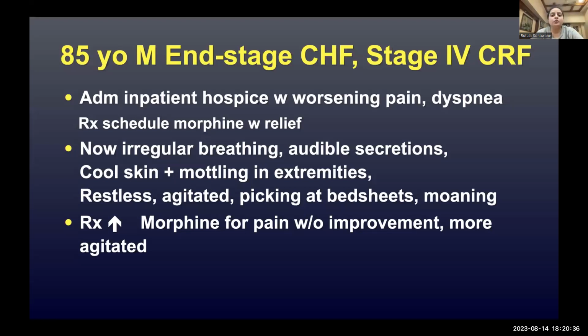Yeah. So it's an 85-year-old male patient with end-stage cardiac failure, and he's admitted in the hospice with worsening pain and dyspnea. Was on scheduled morphine which had some relief. Now there is irregular breathing, audible secretions, cold, clammy skin, mottling of extremities. He's extremely restless, agitated, picking at the bed sheets, moaning. The dose of morphine was increased without any improvement, and the patient became more agitated.